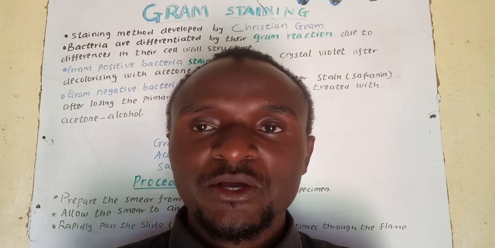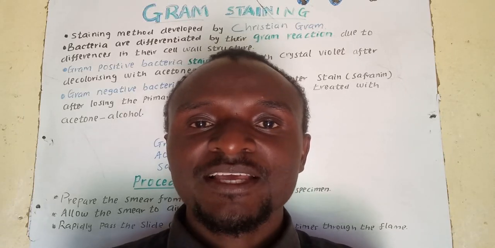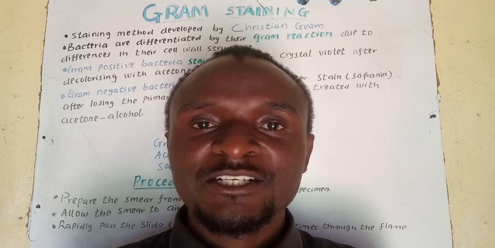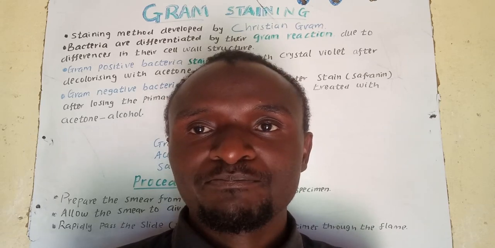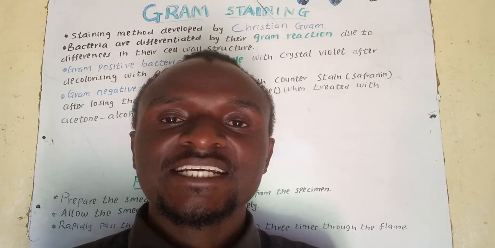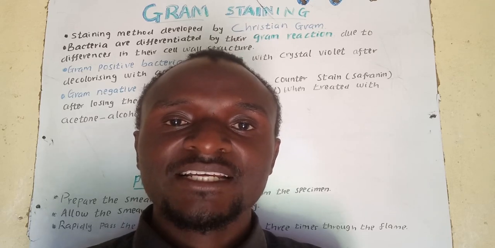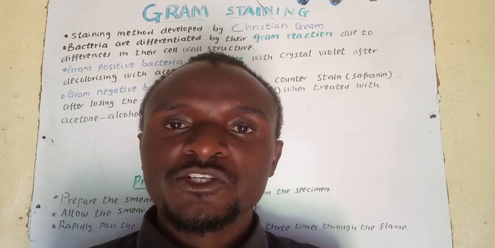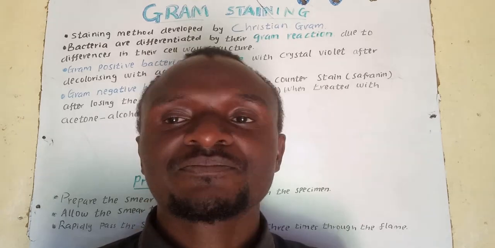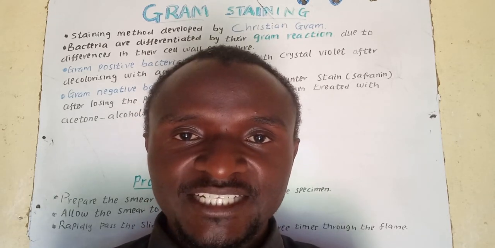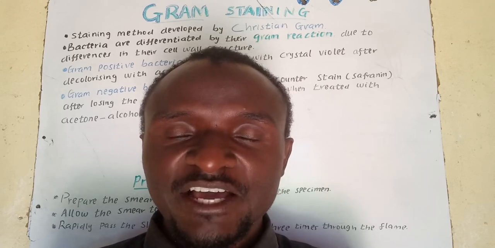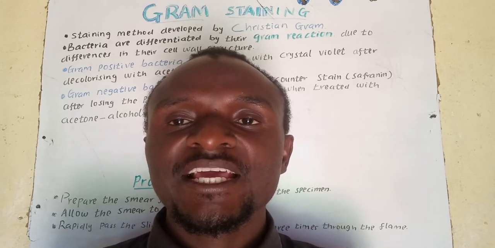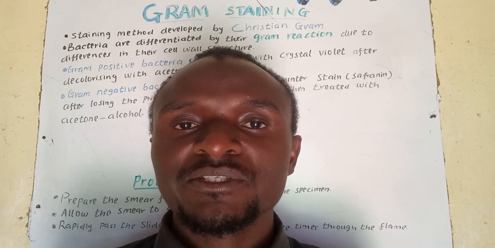In this lesson, we are going to look at gram staining. This method was developed by Christian Gram. Bacteria are differentiated by their gram reaction due to differences in their cell wall structure. Gram-positive bacteria stain purple with crystal violet after decolorizing with acetone alcohol compound.